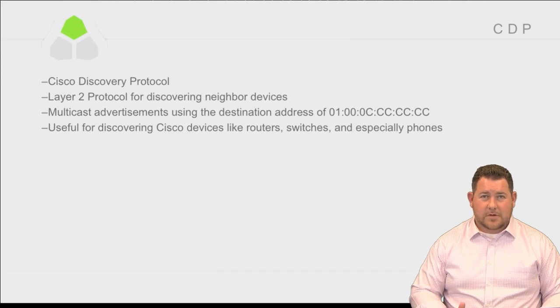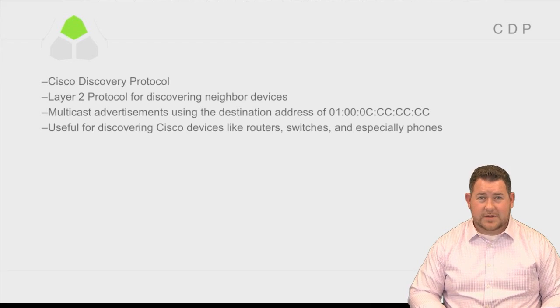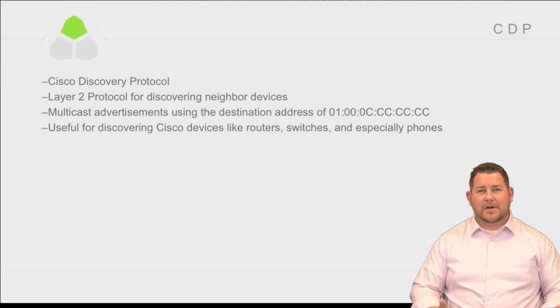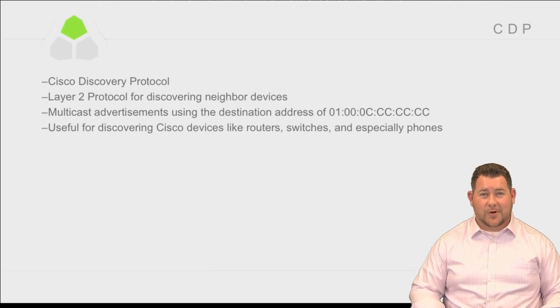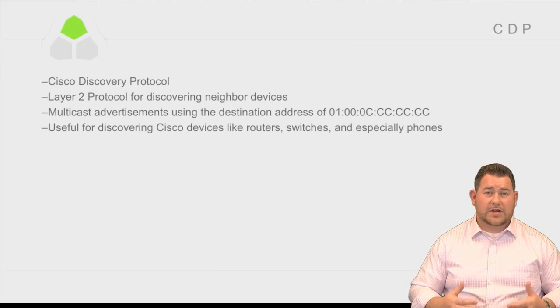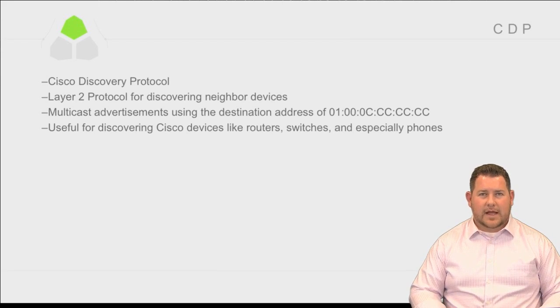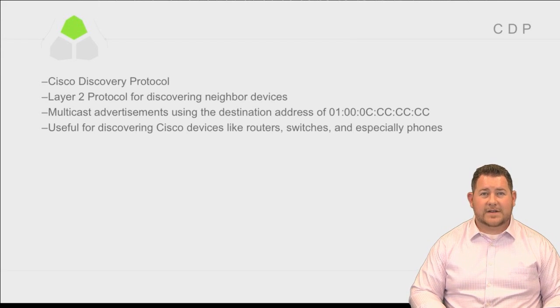But the point here is that it is useful for discovering Cisco devices, routers, switches, and especially phones. Phones are obviously going to be the top priority for where we're going to be using CDP most of all. CDP is going to be important for you to find what port your actual phone is connected to. And it can also be useful for taking that MAC address that's assigned to that port, and now you can just copy and paste that into your configuration, which makes life a lot easier.